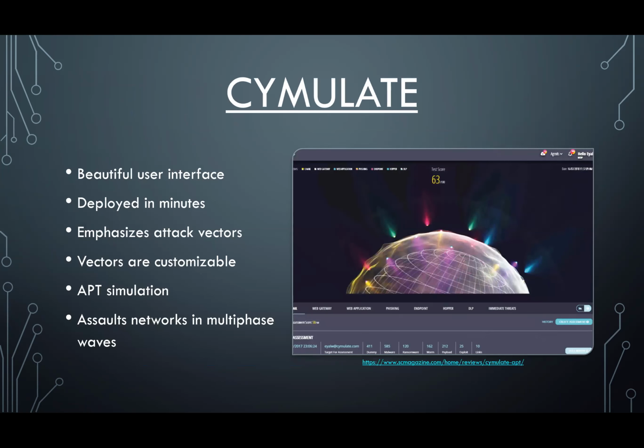Simulate is another product that showcases a beautiful user interface. It can be deployed within minutes, which is huge and a huge differentiator from many of the others in this space. Its emphasis is on the attack vectors, which can be customized. And side note for anyone unfamiliar with that term, an attack vector is essentially just the path that an attacker or a hacker takes to gain access to your system. And this also conducts advanced persistent threat simulation in multi-phase wave assaults, so it'll attack in waves.